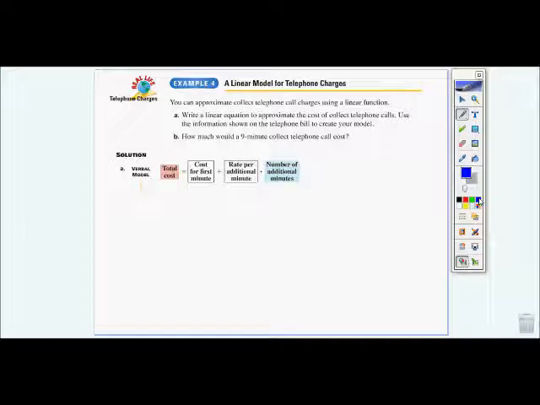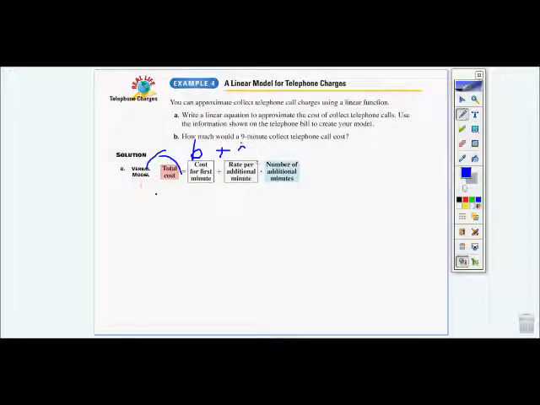It says write a linear equation to approximate the cost of collect telephone calls. Use the information shown on the telephone bill to create your model. I didn't put that in there because it's a pretty large graphic, so I'm just going to explain it to you. So first of all, you'll notice again we have our total cost. That's going to be our Y. And again, they've flipped these around, so this would actually be B plus MX.